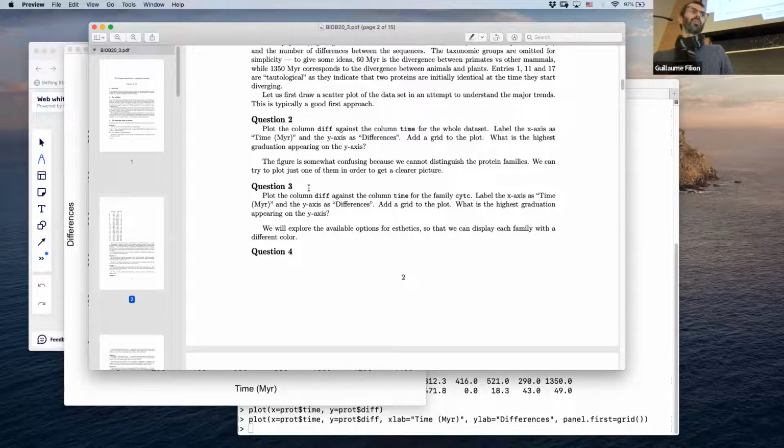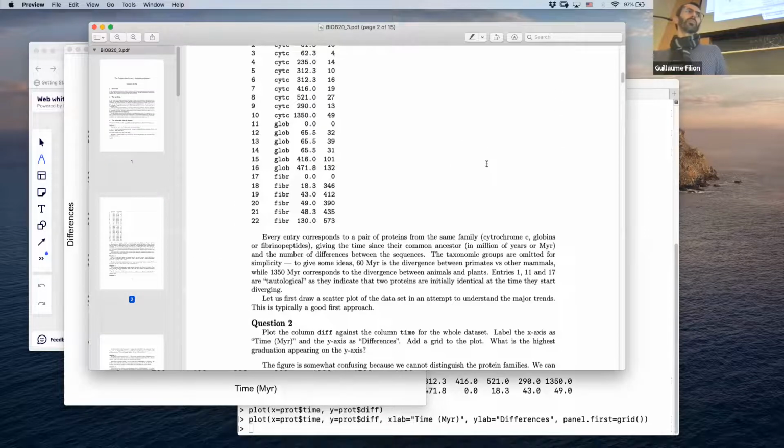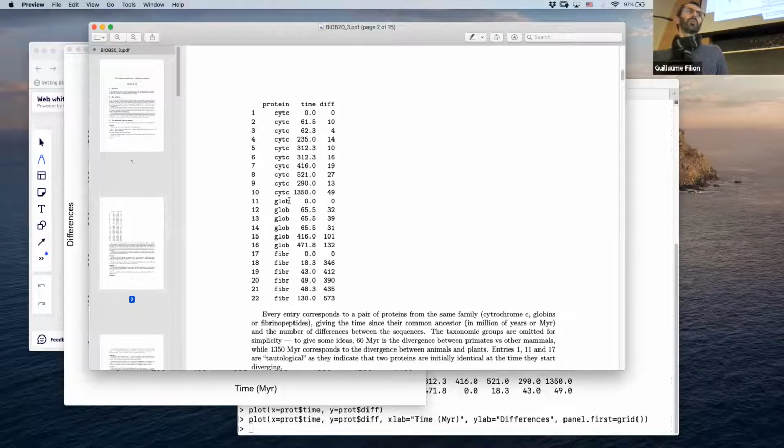So question 3, plot the column diff against the column time for the family cytochrome C. Label the x-axis as time and the y-axis as difference, and add a grid to the plot. What is the highest graduation appearing on the y-axis? So basically the question is, because we don't know which of these points are from cytochrome C, from fibrinopeptides, or the globins, well, we're just going to plot the ones that correspond to cytochrome C here. So any idea how we can do that, to plot just these points here?